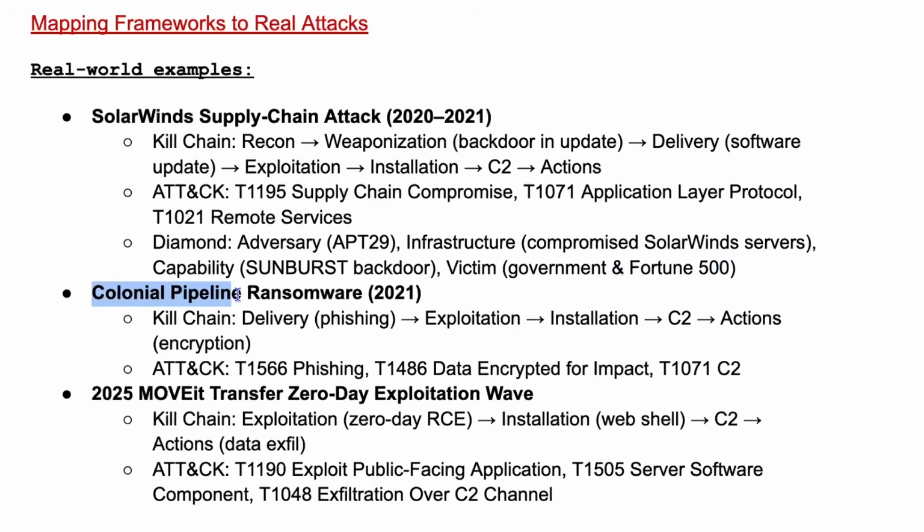The next one is the Colonial Pipeline ransomware. This was in 2021. The Colonial Pipeline ransomware had a phishing delivery.